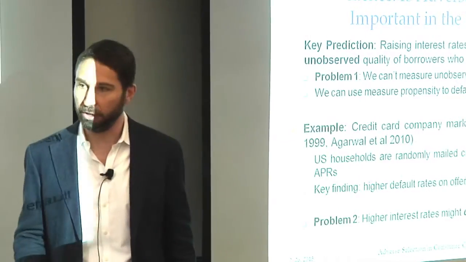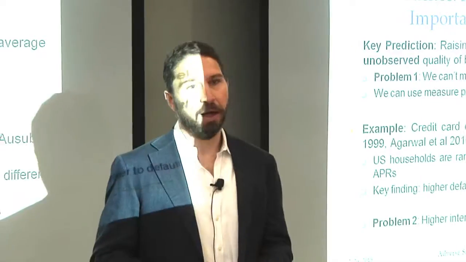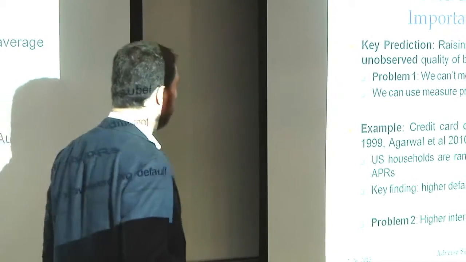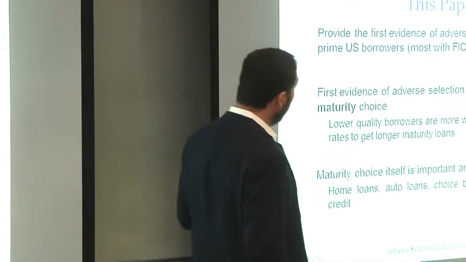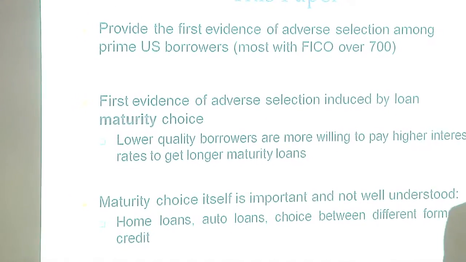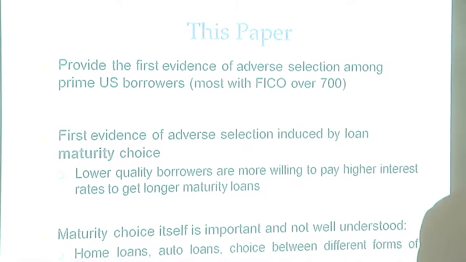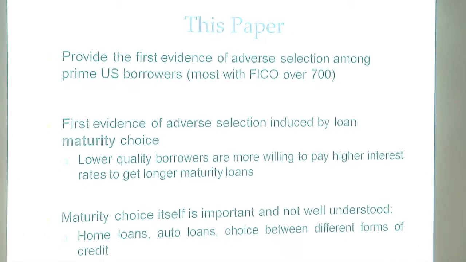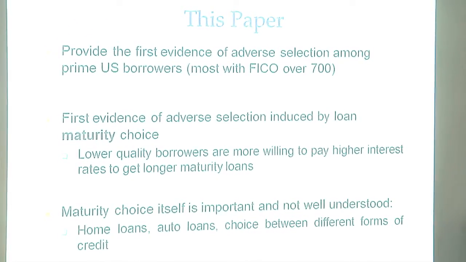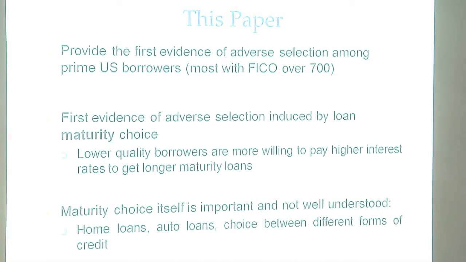Why can't micro-entrepreneurs get the credit that they need? But most of those require very intricate experimental design that's not really replicable in many other settings. So our big contribution here is to provide the first evidence of this amongst prime US borrowers. So that's what we're going to do. We're going to show that adverse selection is important, even once we're looking amongst high creditworthy borrowers in the United States. Most of our borrowers have FICO scores well over 700.